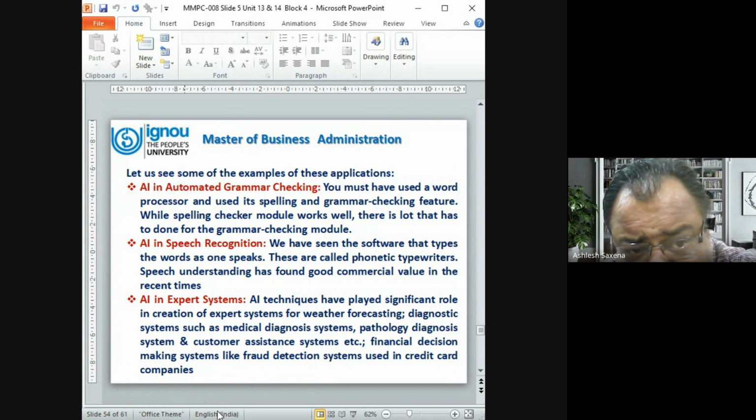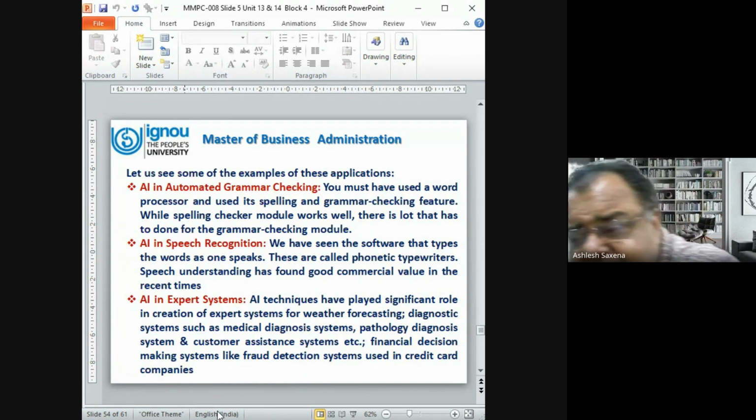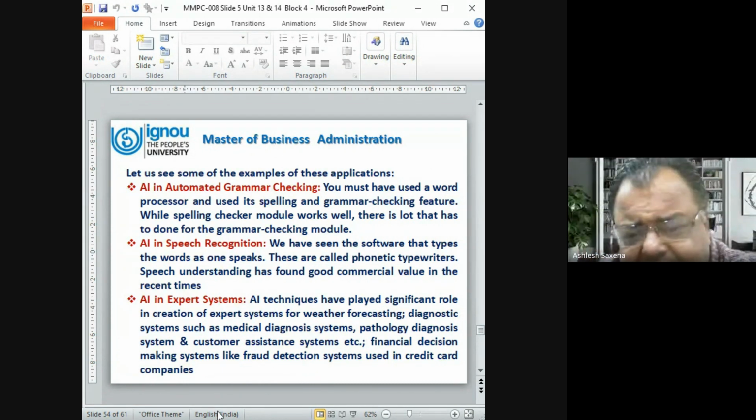Artificial intelligence in automated grammar checking. You might have used a word processor and used its spelling and grammar checking feature. While the spelling checking module works well, there is a lot that has to be done in the grammar checking module. You might have seen that.